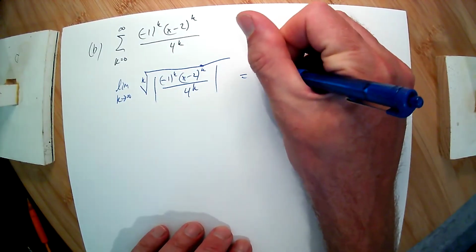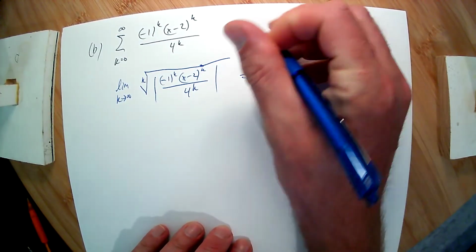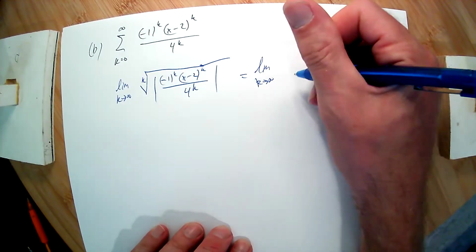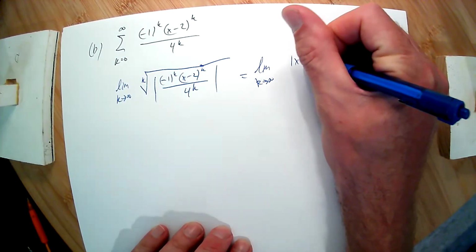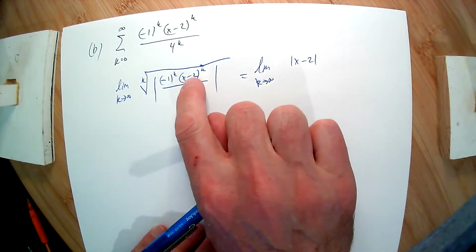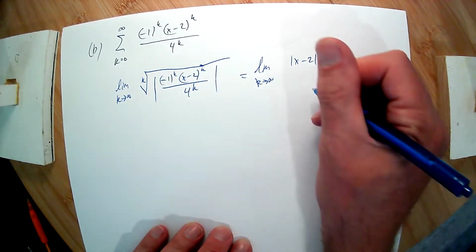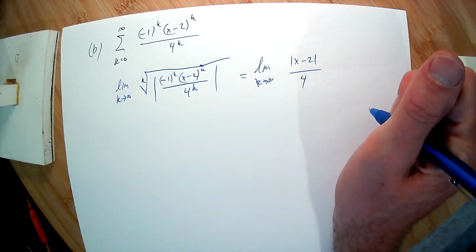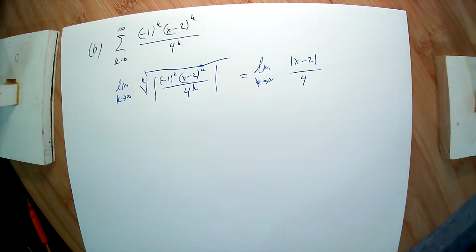So that (-1)^k term just becomes 1, all right? And this is going to look like the limit as k goes to infinity. The kth root of a kth power, they'll undo each other. I'm going to get the absolute value of x - 2. There's absolute value bars here, okay? Divided by 4. All right?